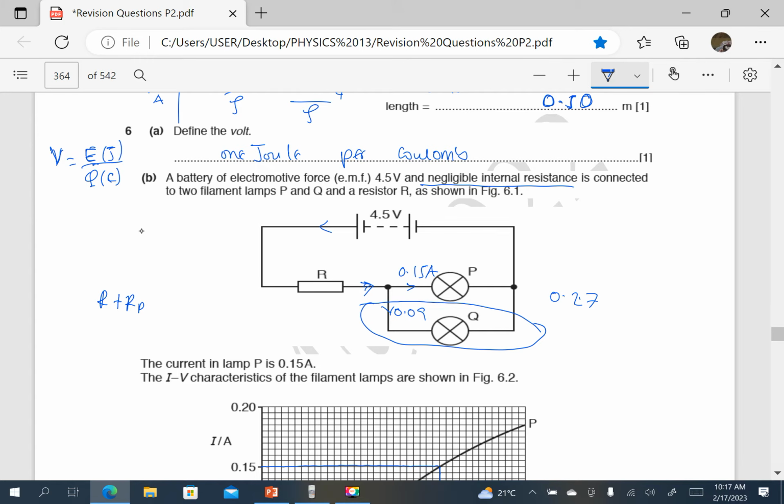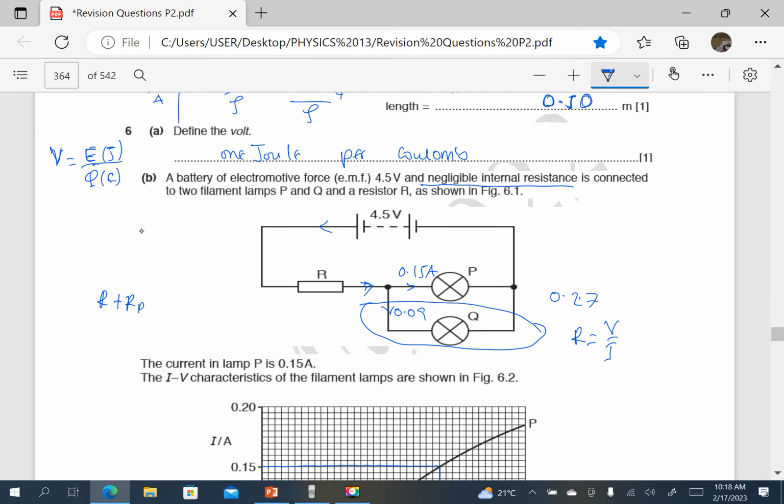So if Q has stopped working, it means that the current flowing through P is going to be actually the total current in the circuit. There will be a greater current flowing through P because originally it was dividing at the junction. So it means the PD across P must be increasing, must be greater. And if the PD across P is greater and the current through P is greater, it means the resistance is going to be greater, because resistance is equal to PD over the current.